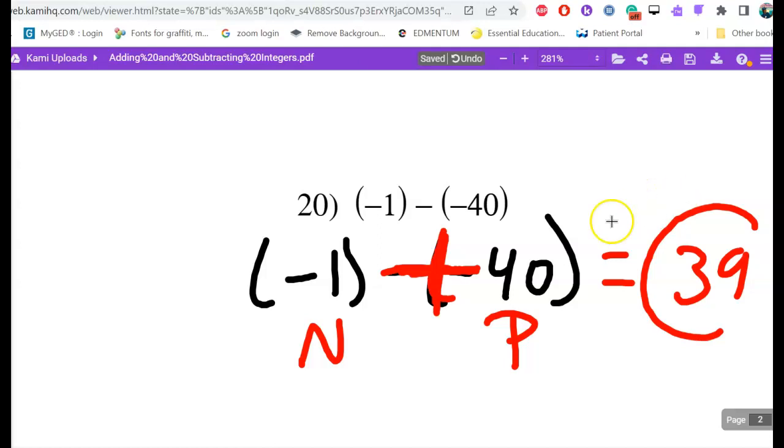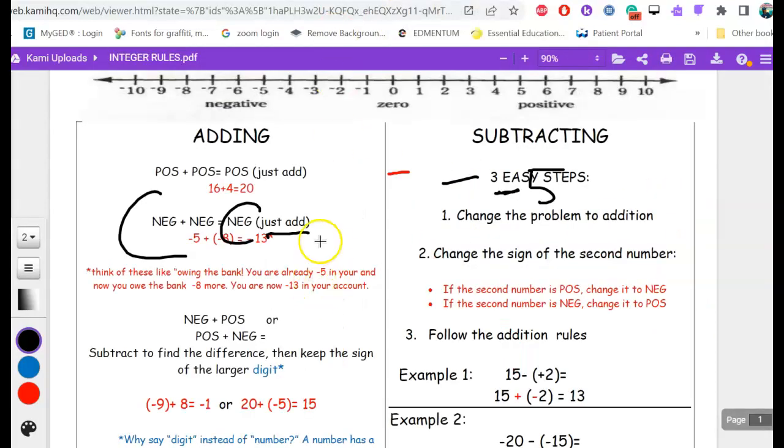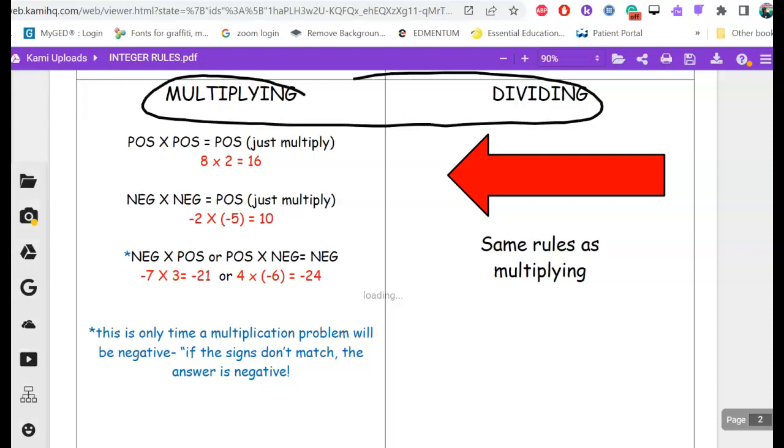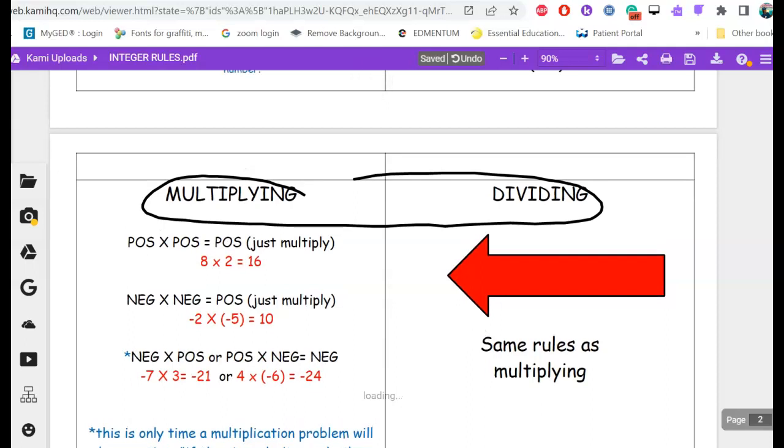All right, my friends. Now, we practiced adding and subtracting. Let's go to multiplying and dividing. So here's the thing. This is way easier, right? Multiplying and dividing integers are way easier than adding and subtracting rules. 3 rules for multiplying and dividing. They share the same rules, okay? So multiplying and dividing have the same rules.